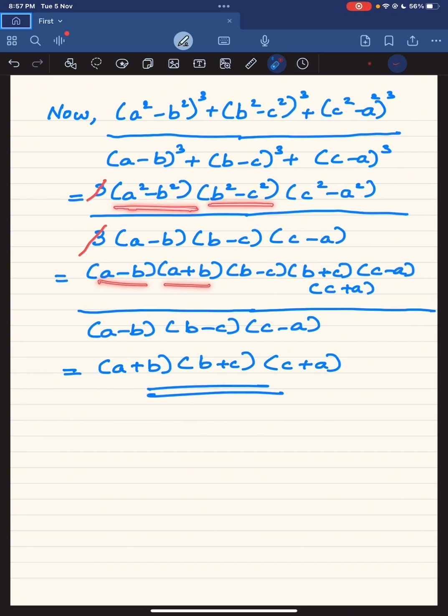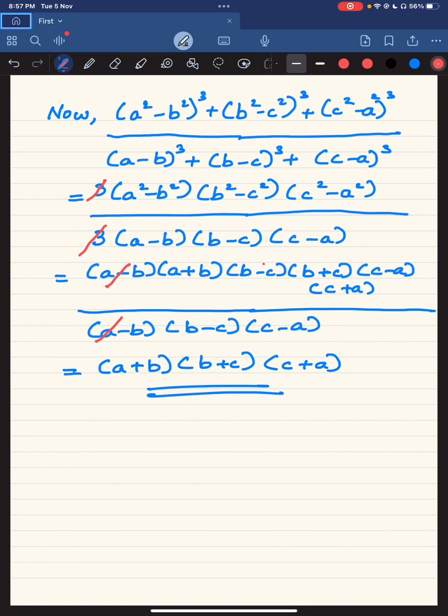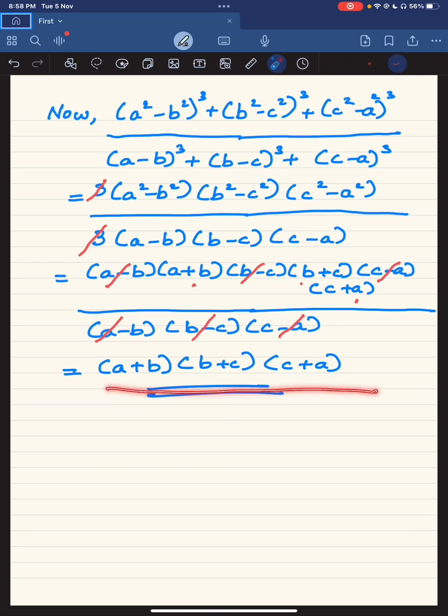This a square minus b square is (a minus b) into (a plus b), b square minus c square is (b minus c) into (b plus c), c square minus a square is (c minus a) into (c plus a), whole divided by (a minus b), (b minus c), (c minus a). Then we can cancel again the common factors in the numerator and denominator: a minus b, a minus b common factor; b minus c, b minus c common factor; c minus a, c minus a. Now what is the remaining factor? This is equal to (a plus b) into (b plus c) into (c plus a). All other factors cancel. So what we got? The answer is (a plus b) into (b plus c) into (c plus a).